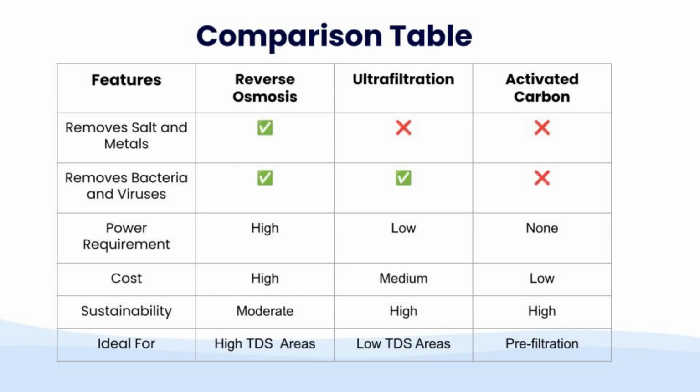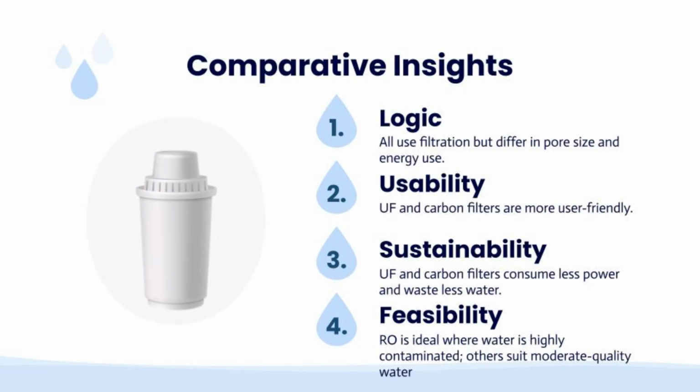In terms of logic, all three rely on filtration, but their mechanisms and pore sizes are different. In terms of usability, UF and carbon filters are simpler to maintain. For sustainability, UF and carbon are better because they don't waste water or require power. And in terms of feasibility, RO is ideal for heavily contaminated areas, while the others are better for moderately impure water. When we look at the broader picture, logic: all three use the principle of filtration but at different scales: molecular for RO, micro for UF, and surface adsorption for carbon.